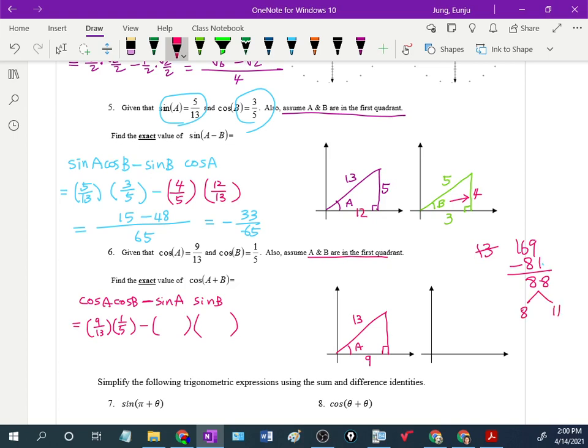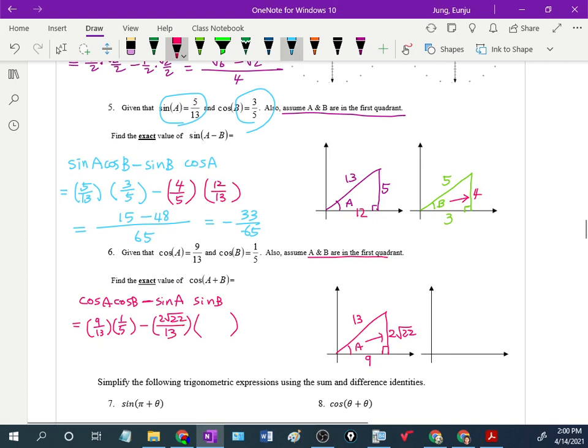What number does it go? 8 times 11? 8 is 2 times 2 times 2, right? So that has 2 as a paired number and 22 inside. So 2 square root of 22 is the simplest form of root 88. Okay? So we have root 88 as the opposite side. So from here, what is sine A? 2 root 22 over 13.